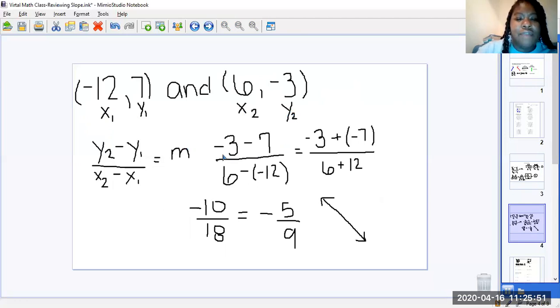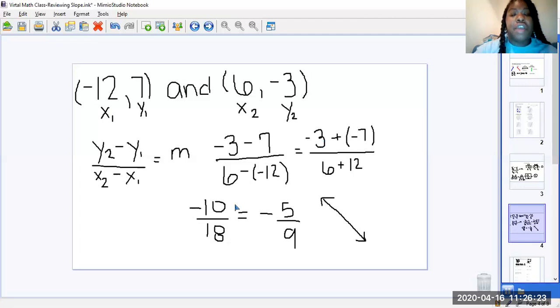All right, so we have -3 minus 7 because y2 minus y1. And then we have 6 minus negative 12. We have x2 minus x1. And when we do our keep, change for both, we have negative 3 plus negative 7, which gives us negative 10. And we have 2 negatives here that makes it a positive. So we have 6 plus 12, which gives us negative 10 over 18.